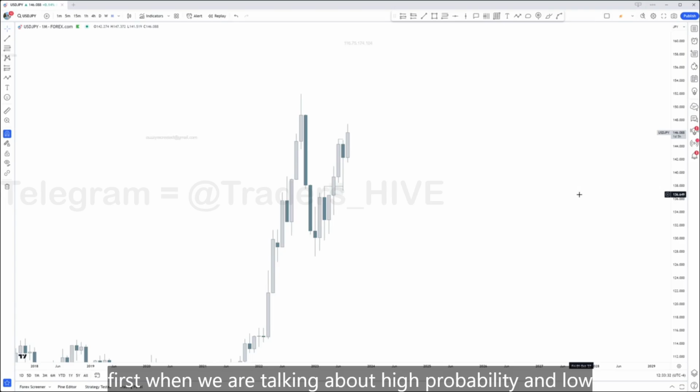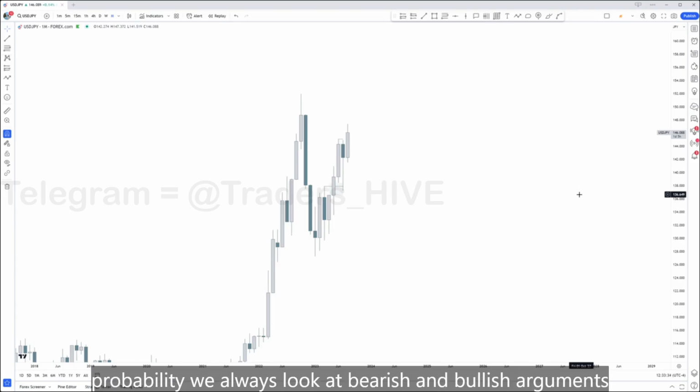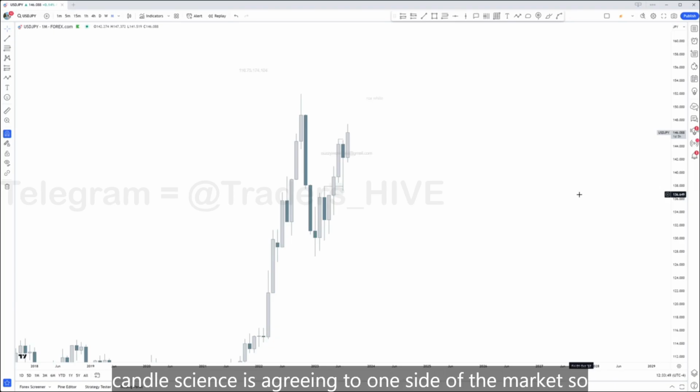When we are talking about high probability and low probability, we always look at bearish and bullish arguments. So when I say something is high probability, everything is agreeing. Market structure is agreeing, order flow is agreeing, candle science is agreeing to one side of the market, so either a bullish or bearish side.